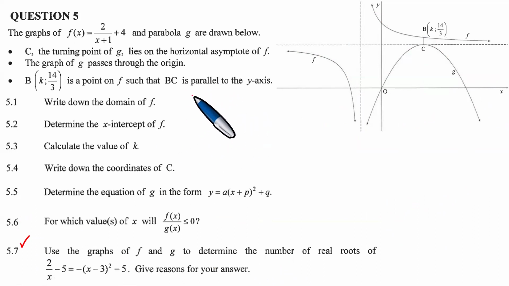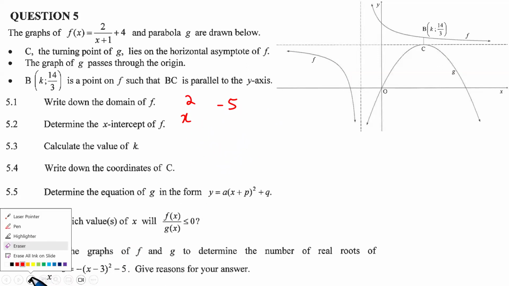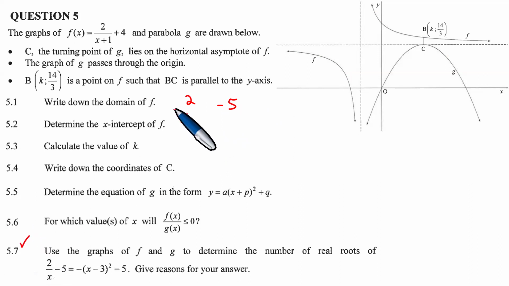We've been given the question 2 over x minus 5. Let's write it properly. So it's 2 over x minus 5, then what? 2 over x minus 5 is equal to minus (x minus 3) squared minus 5. So what do we do now?